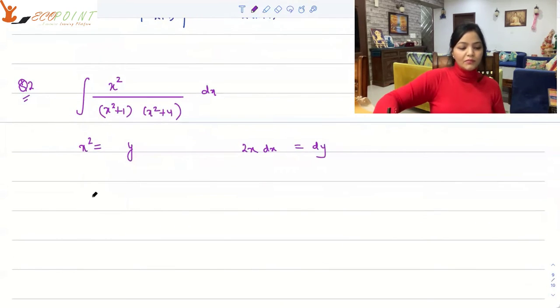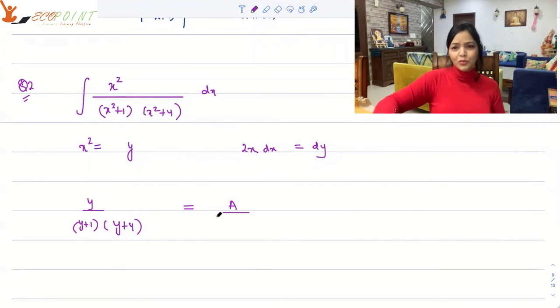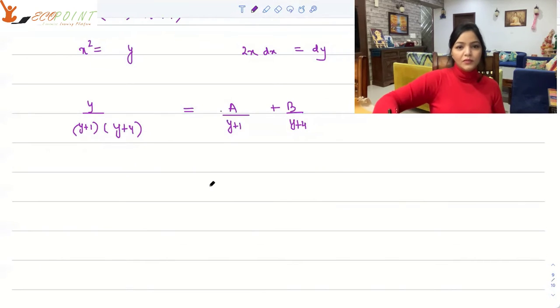This integral will become y upon (y plus 1)(y plus 4). The fraction would become this. Let's first decompose it into partial fractions: A upon y plus 1 plus B upon y plus 4. So y is equal to (y plus 4) times A plus (y plus 1) times B.